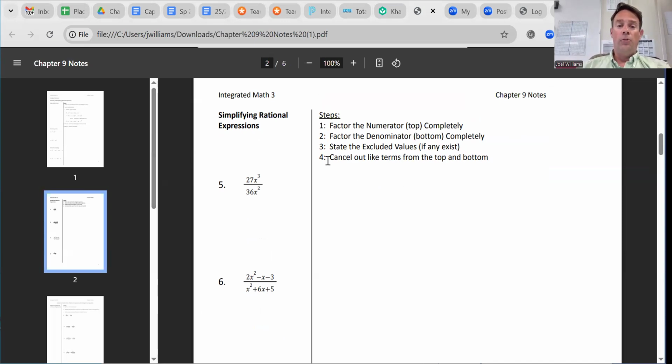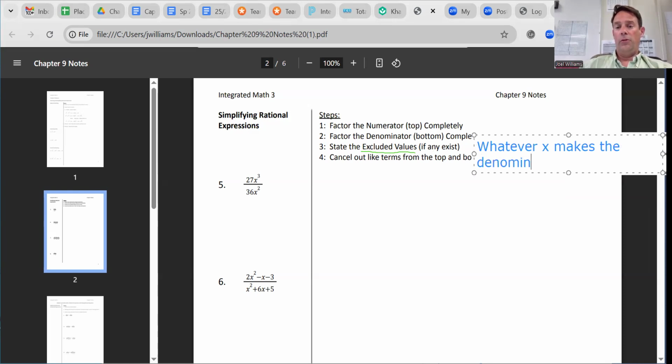Okay. Now, when you're dealing with these, we're also going to deal with something called excluded values. And when we talk about excluded values, this goes back to something we talked about back in first semester when we were talking about a domain. We said excluded values. You can't ever have x equals 0 in the denominator. So the excluded values is whatever x makes the denominator equal to 0. So those are excluded values. So we want to make sure we avoid those. We avoid those like the plague.